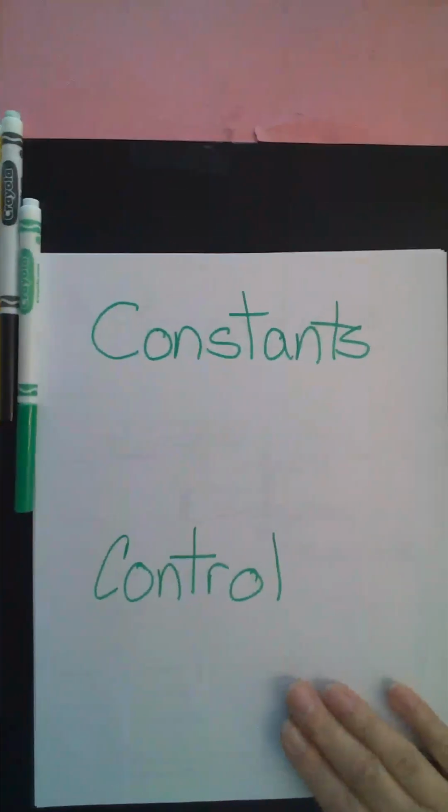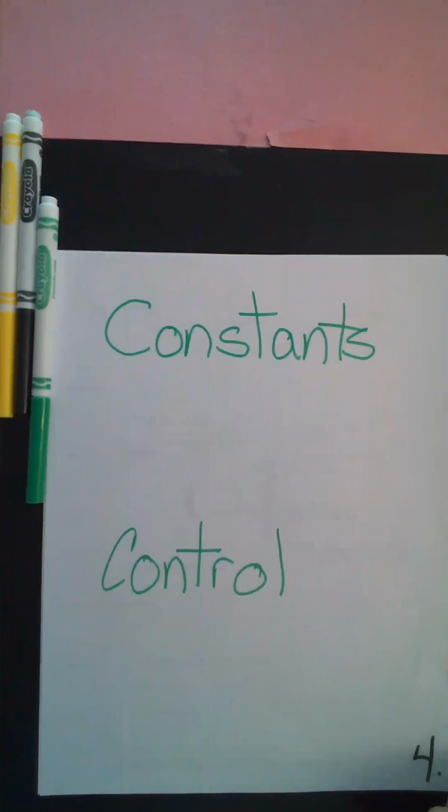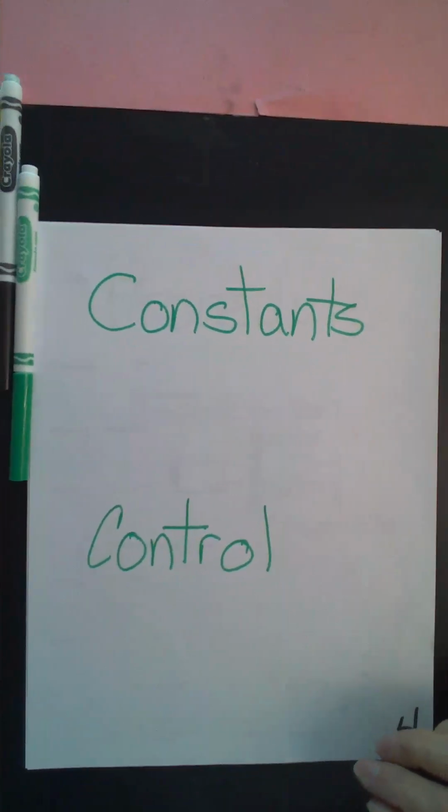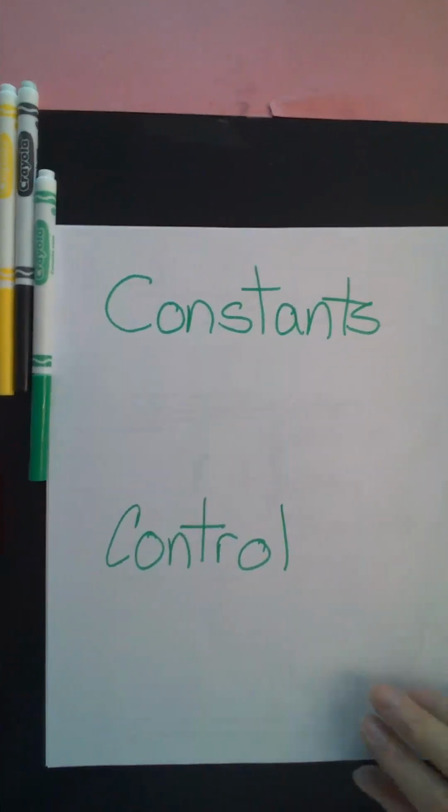What are you going to keep the same? Those are your constants, and your control is your standard for comparison. What will you compare each result to? Maybe it's the first experiment you try.